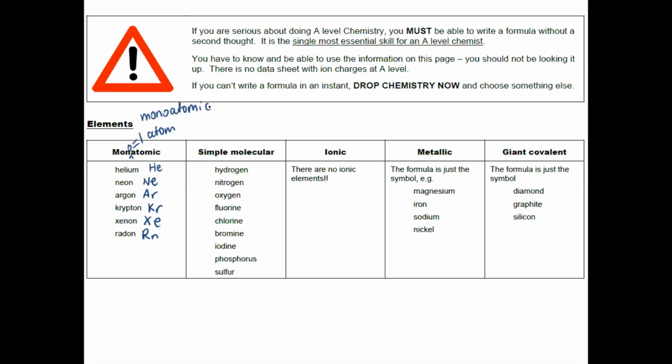Okay, simple molecular substances. Now, simple molecular, that means they're made out of molecules, right? What is a molecule? A molecule is two or more atoms joined together, right? And what type of bonding do we have in simple molecular? Covalent, right? So by a covalent bond.